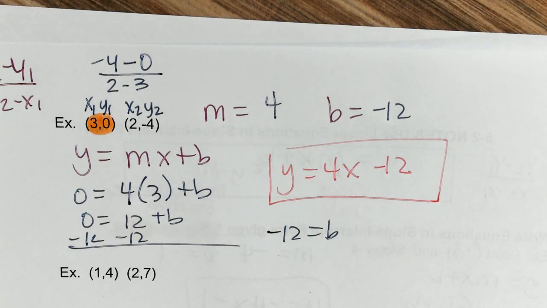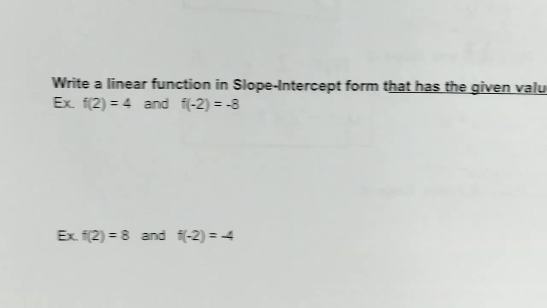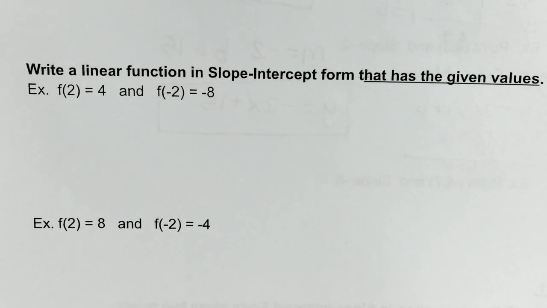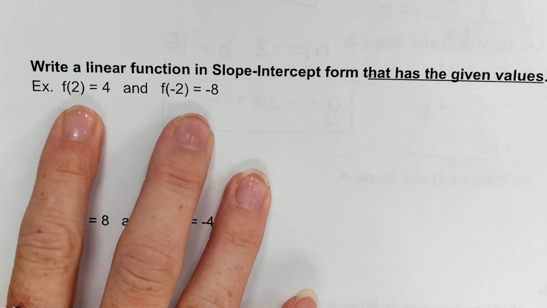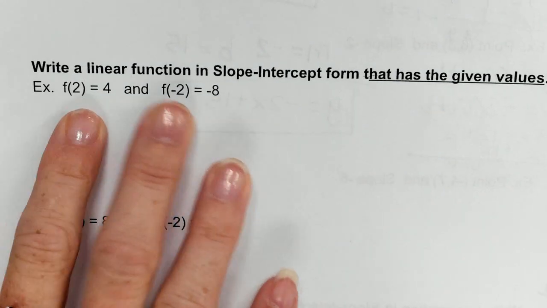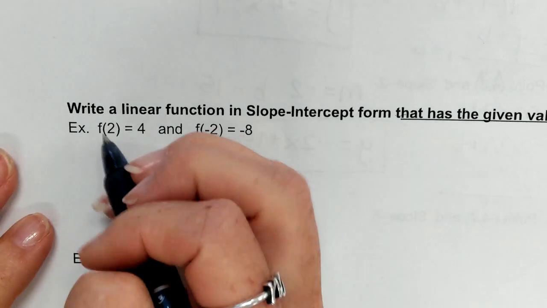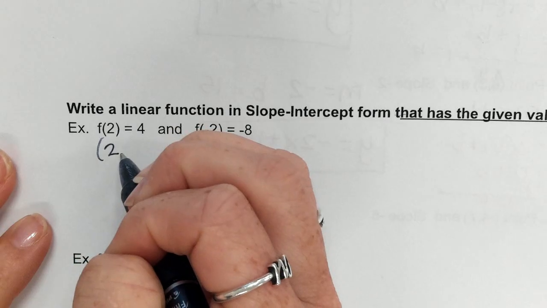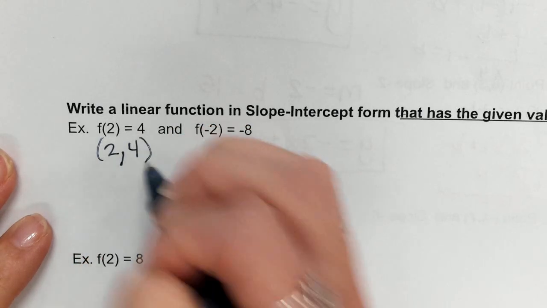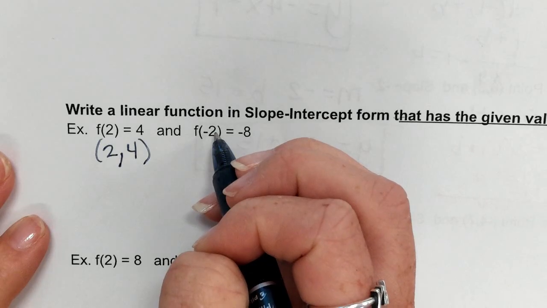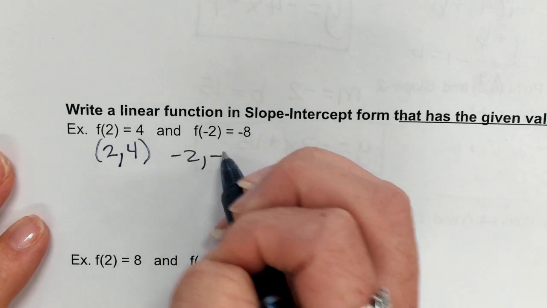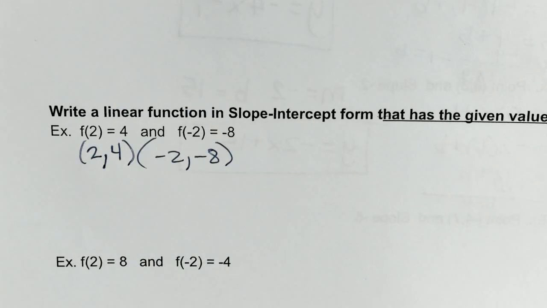Questions? The next part, we're only going to do one because they're the exact same thing, but they're written in what form? No, that's what we're trying to write it in, slope-intercept, but these are presented in function notation. So you need to write them as coordinates first. What would this coordinate be? 2, comma, 4. What would this coordinate be? Negative 2, comma. You would now do it the exact same way.